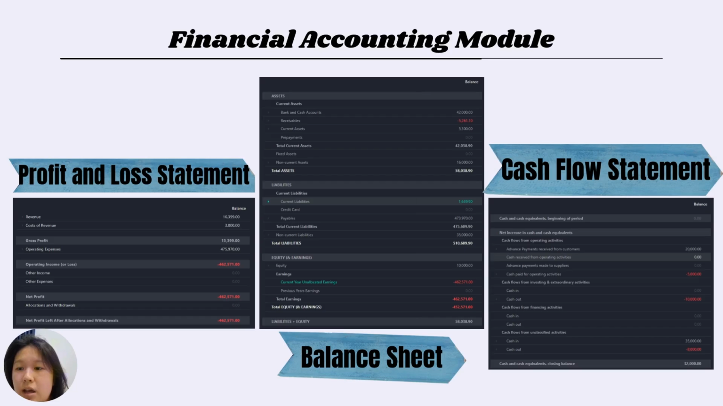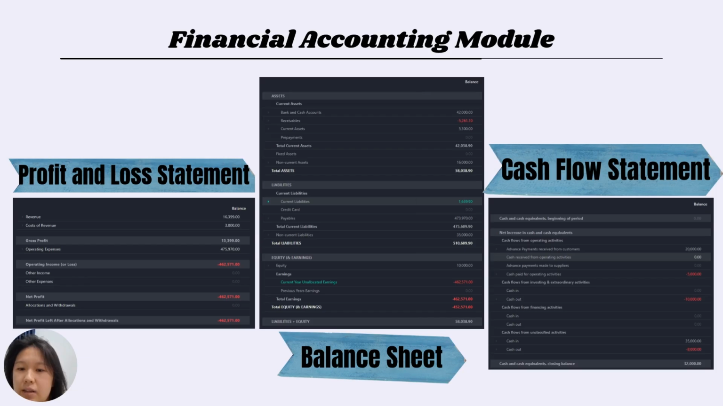Our total assets are 58,038 ringgit and 90 cents, which is balanced against our total liabilities of 510,609 ringgit 90 cents and negative equity of 452,571 ringgit. This negative equity is a direct result of the startup and operational costs incurred.